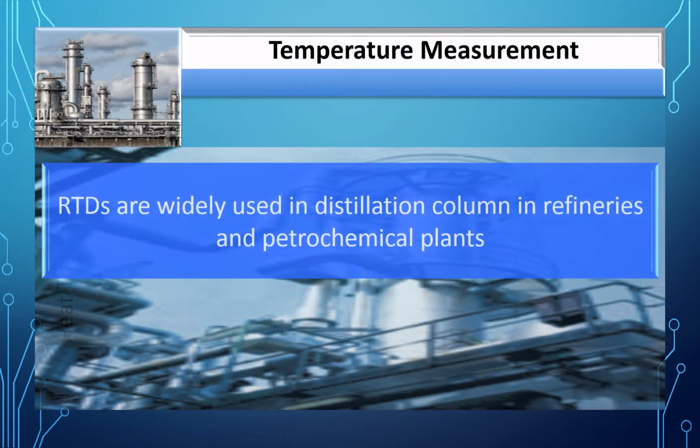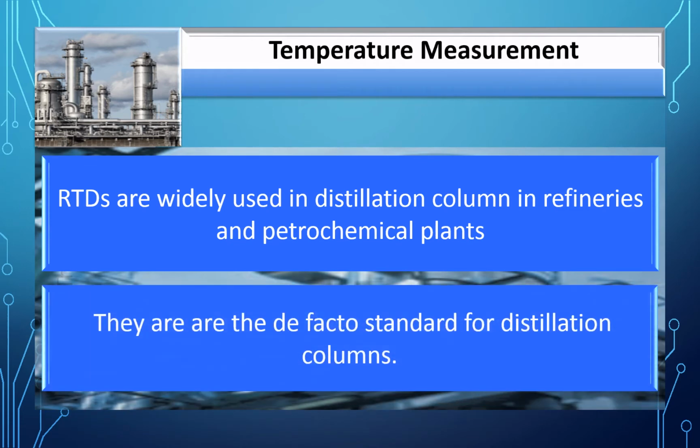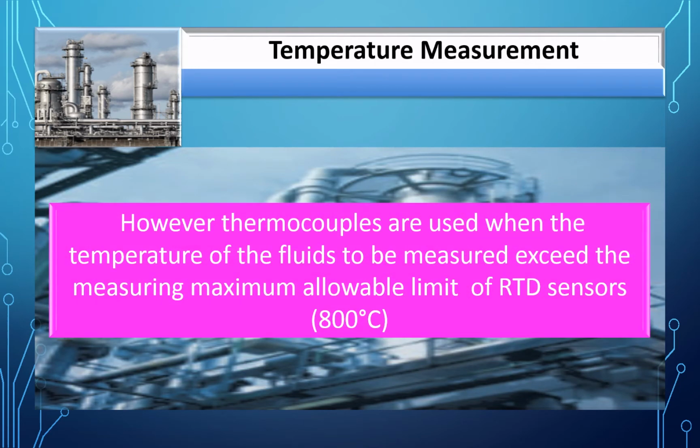RTDs are widely used in distillation columns in refineries and petrochemical plants. They are the de facto standard for distillation columns. However, thermocouples are used when the temperature of the fluids to be measured exceeds the maximum allowable limit of RTD sensors, 800 degrees centigrade.